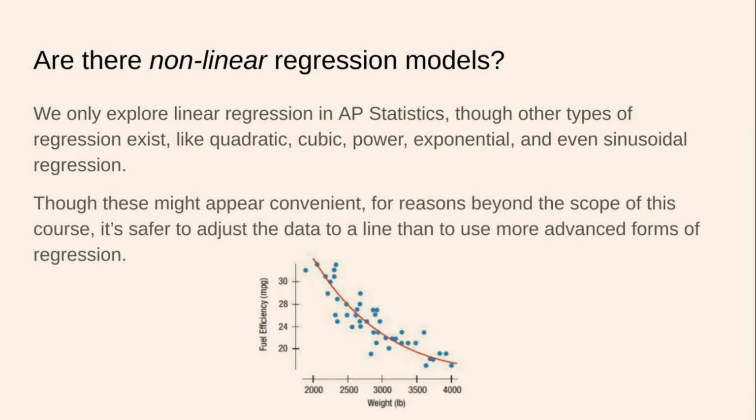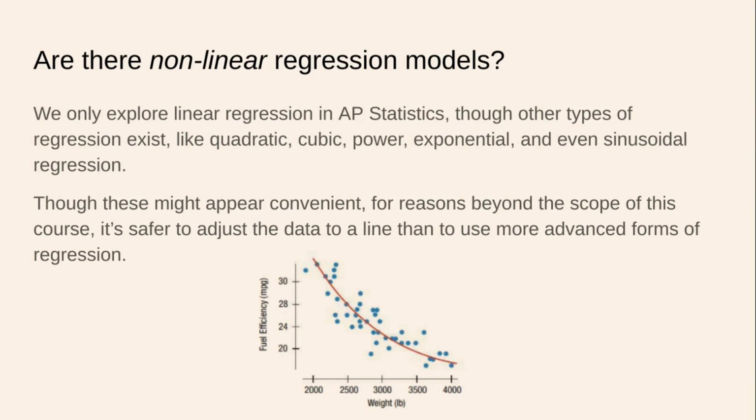However, though these might appear convenient, for reasons beyond the scope of the course, it is easier to just adjust the data to make it linear than to use more advanced forms of regression. It's easier to identify whether data form a line or not than to say, okay, do these data form a line or this curve or that curve or some other curve? Oh, these data look like they could resemble a parabola, but they could also resemble a sine curve. And we don't know which model is going to work best.